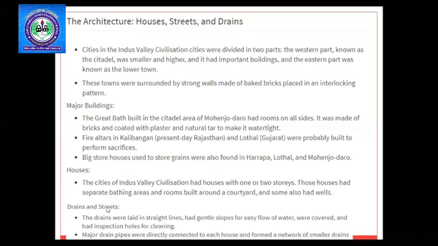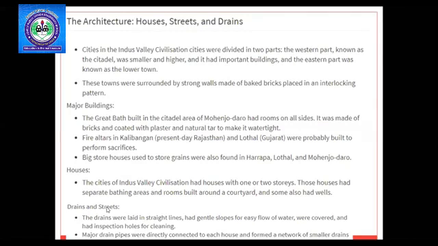Major buildings. Now, after the Harappan cities were divided into two parts, various sites were there. So the first, the Great Bath, built in the citadel. As I have already told you, the western part is known as the citadel, and on the citadel, I am talking about the Mohenjo-daro site, had rooms on all sides. It was made of bricks and coated with plaster and natural tar, meaning charcoal, to make it watertight.